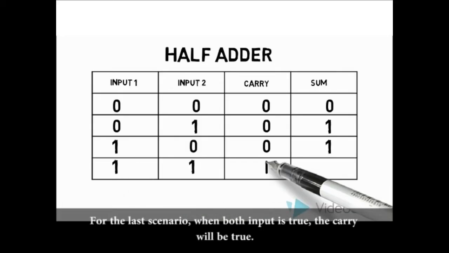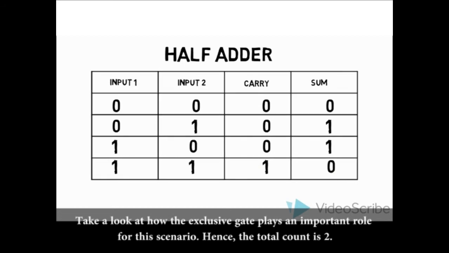For the last scenario, when both inputs are true, the carry will be true. Take a look at how the exclusive gate plays an important role for this scenario. Hence, the total count is 2.